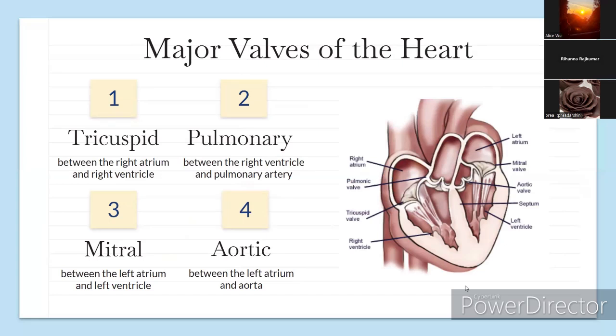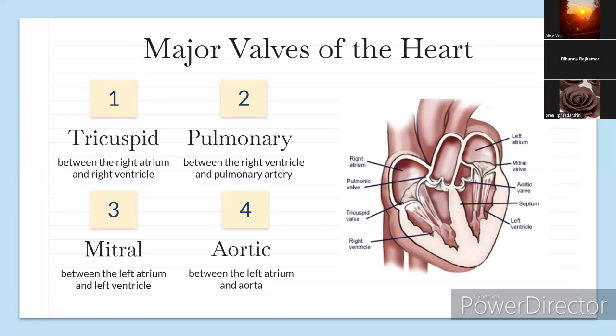So now we're going to talk about the major valves of the heart. The heart's valves are very important because they open and close to ensure blood moves in the correct direction and at the right time. They also prevent blood from flowing backwards. It's very important that the valves are just a one-way door for blood, because blood can't come back to where it came from, or this is going to cause damage to the heart.